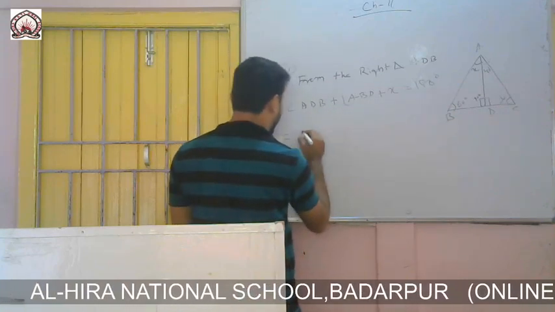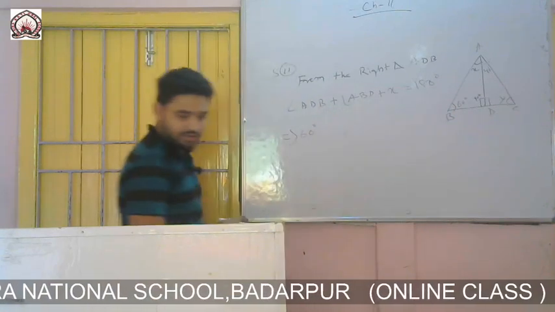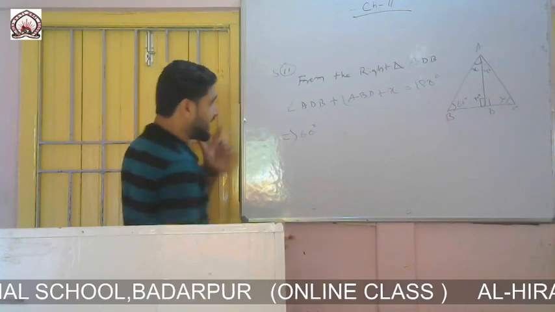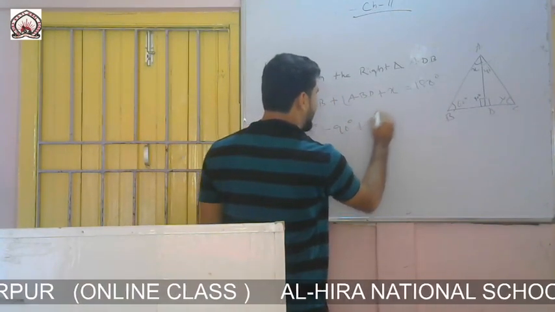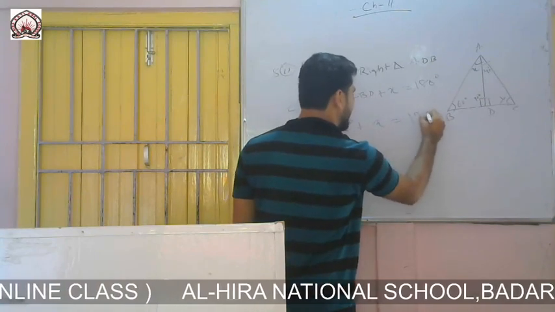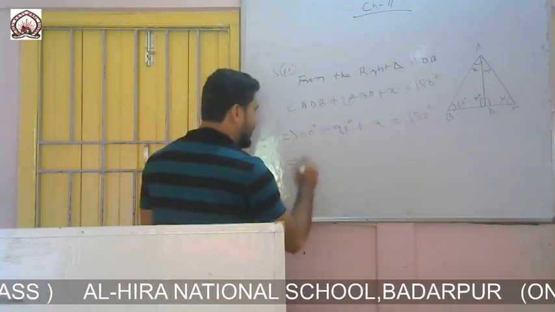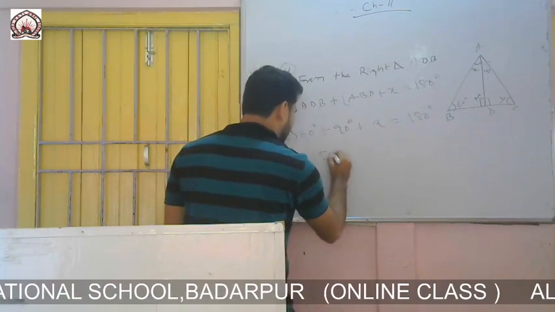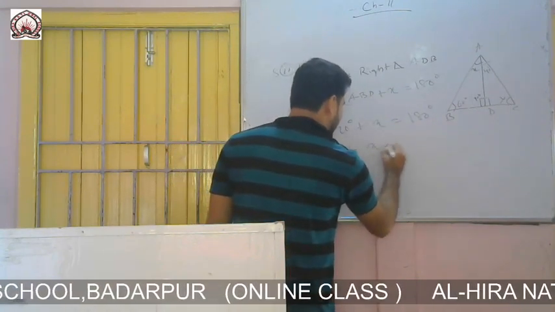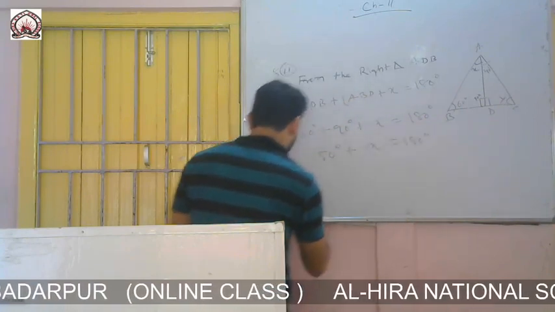Here it is given 60 degree, and the value of this one is given 90 degree, and you have to find X. It is very easy to find. Now if I add 60 and 90, then we'll get 150 degree. 150 degree plus X.